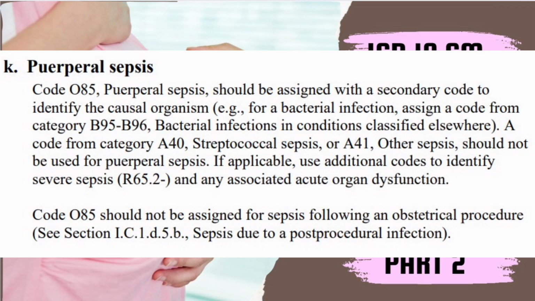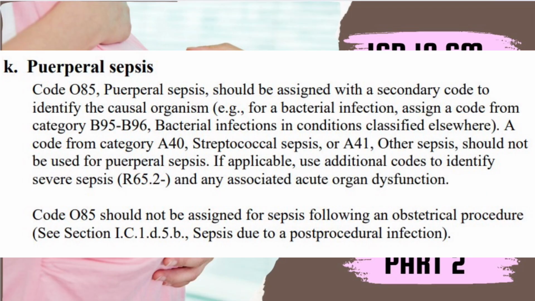So a code from the category A40, which is the streptococcal sepsis, or A41, which is other sepsis, should not be assigned for puerperal sepsis. So if the sepsis is after the delivery during the postpartum period, you'll be coding only O85 and not A40 or A41. If it's applicable, you can use additional codes to identify severe sepsis. You'll be coding additionally R65.2, and if there is an acute organ dysfunction, you know the drill, you'll be coding that as well.